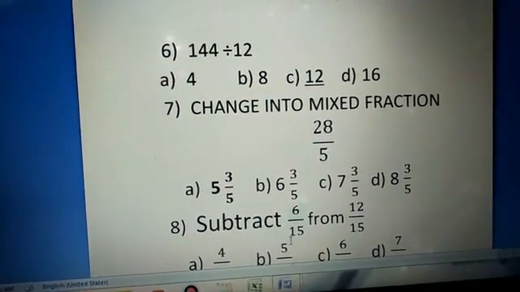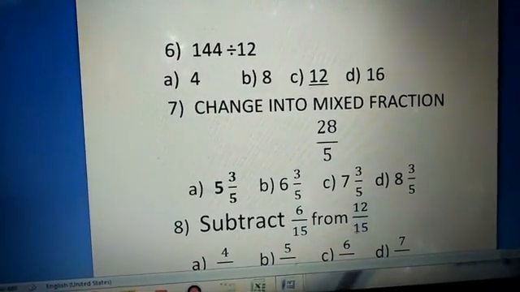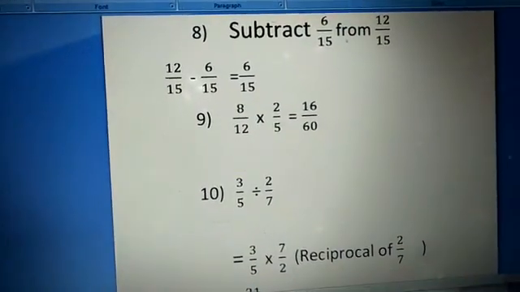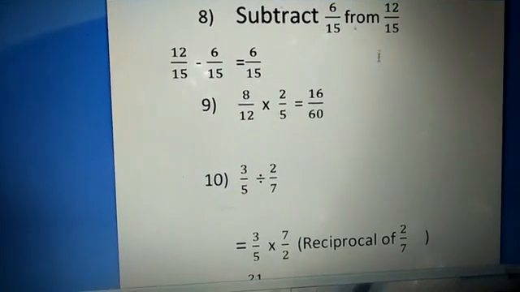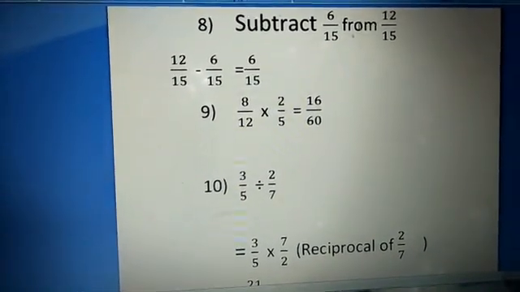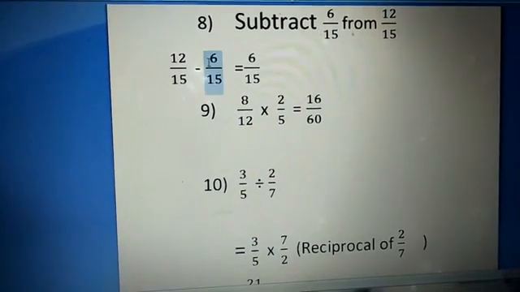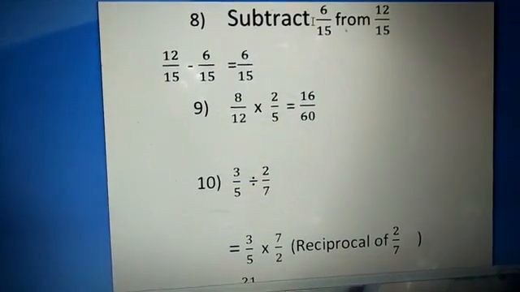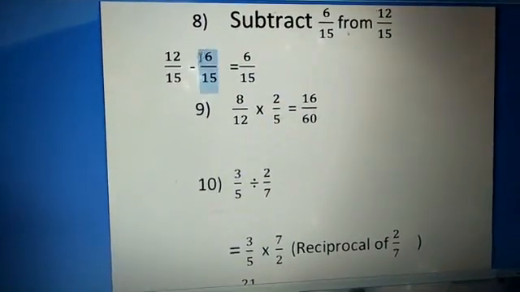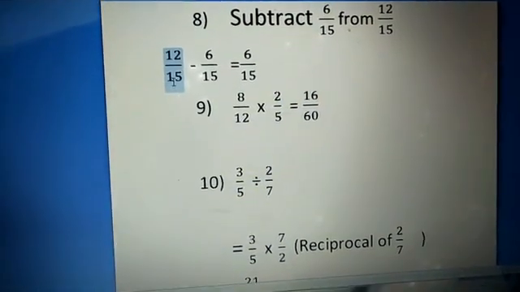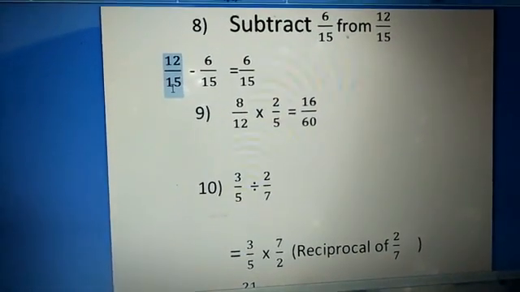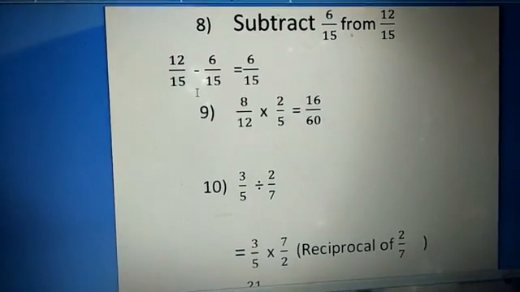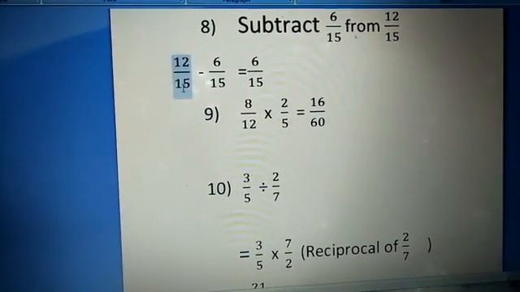Subtract 6 divided by 15 from 12 divided by 15. So the next problem is subtraction. So children, in subtraction, the greater number comes first, so I take 12 divided by 15, then subtract 6 divided by 15. In fraction form, first we have to check for addition and subtraction whether we have the same denominator or not. You see children, here we have the same denominator 15 in both.